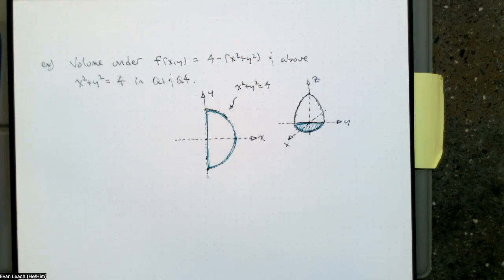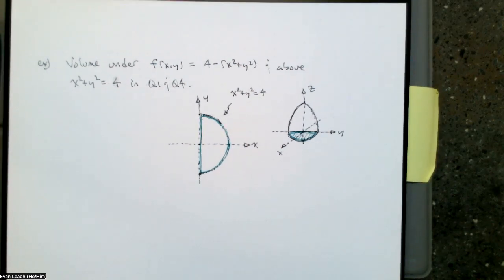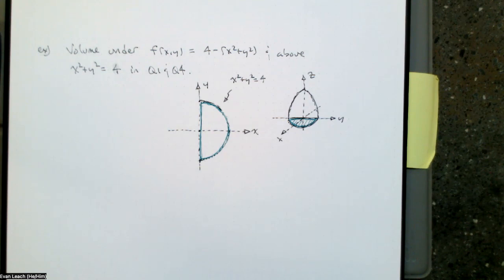So we want to describe the volume under this function and above this region in quadrant 1 and quadrant 4, where we're going to need some negative values of theta. So we had set this up in the past with rectangular coordinates, and we found that was decidedly inconvenient. So we're going to set it up today with polar coordinates.